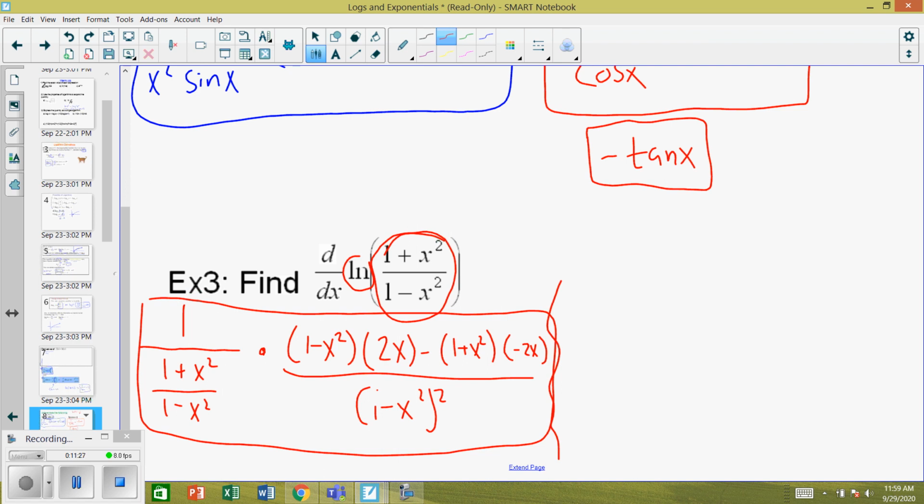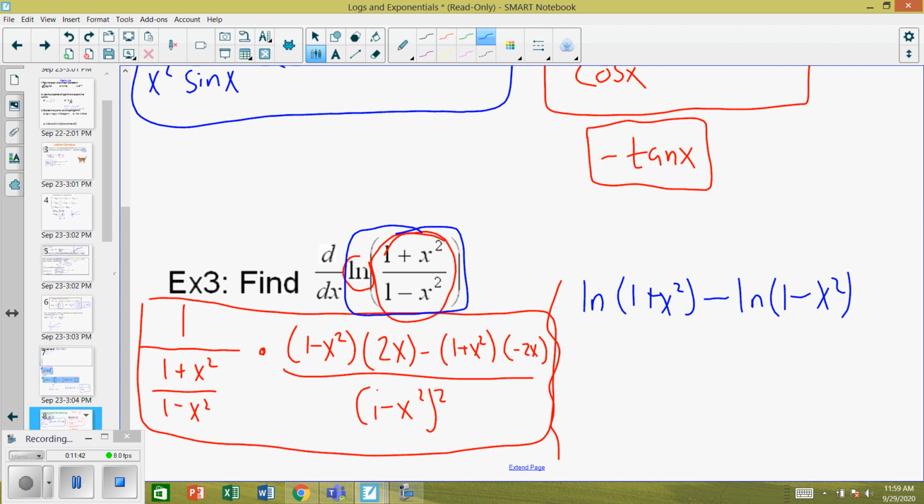But there is a way that sometimes simplifies this for us, and that's using log properties. So from the very beginning, we could have separated this as the ln of 1 plus x squared minus the ln of 1 minus x squared. And the reason we're able to do that is because with division and the natural log, we can do the quotient property and separate them into two separate logs. So that's kind of what we did for one up here that I wanted you to try. But either way, it makes it a little bit easier because we can take the derivatives of each of these.